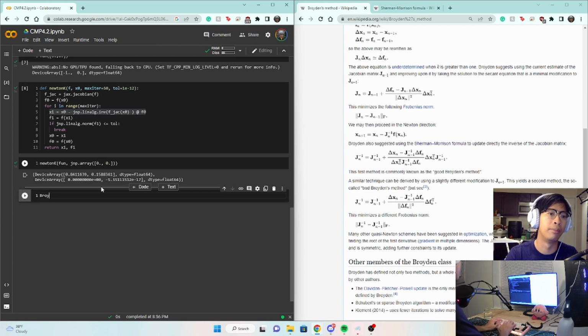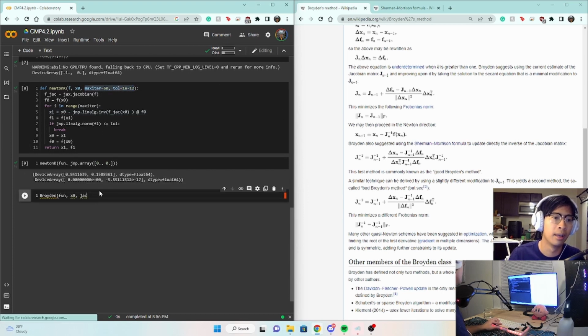Okay, so we call this Broyden. What does Broyden need? Broyden needs a function to solve the root of, an initial guess, and then the Jacobian of the function. It also needs our usual suspects for other arguments. Okay, so we have define.